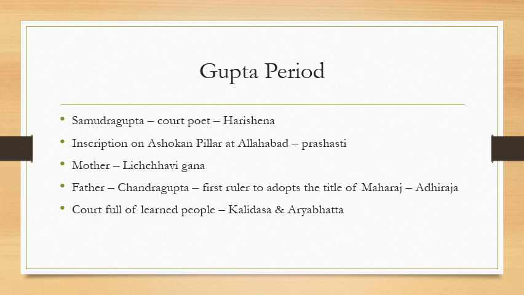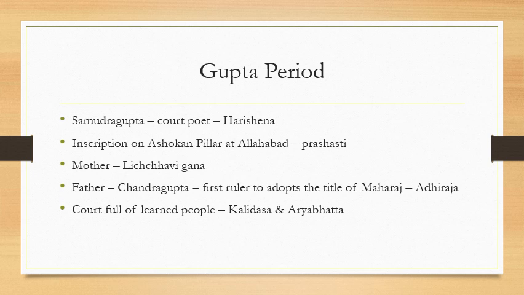Now we talk about the Gupta period. First, let us discuss Samudragupta. He was a famous ruler of the Gupta dynasty. The knowledge about him is gained from a long inscription, which is actually a poem in Sanskrit composed by his court poet Harisena nearly 1700 years ago.